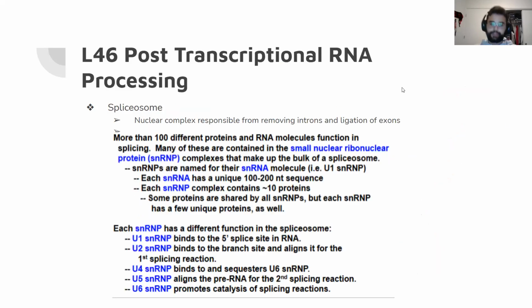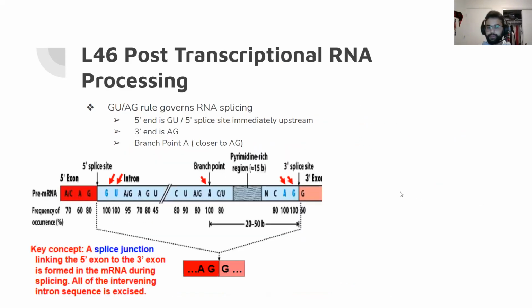So now the most important thing for RNA processing is our spliceosome. This is a nuclear complex that's important for removing introns and ligating exons. There are a lot of proteins involved, but the most important ones are our snRNPs and our snRNAs. We have 5 different snRNPs that have very specific functions in our spliceosome: U1, U2, U4, U5, and U6. You can read their functions here, but we're going to go over what they exactly do.